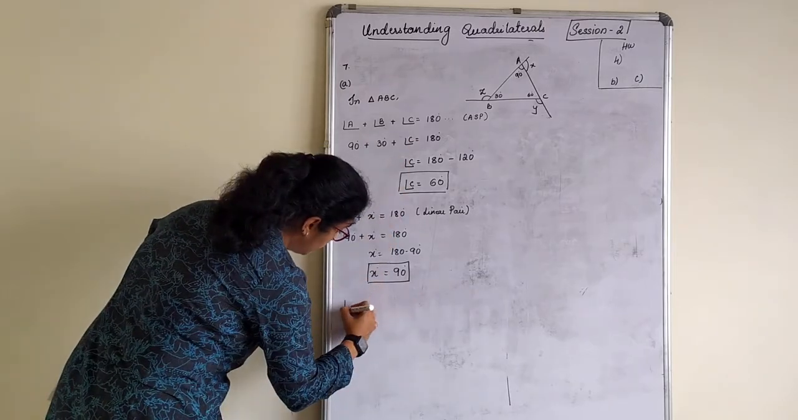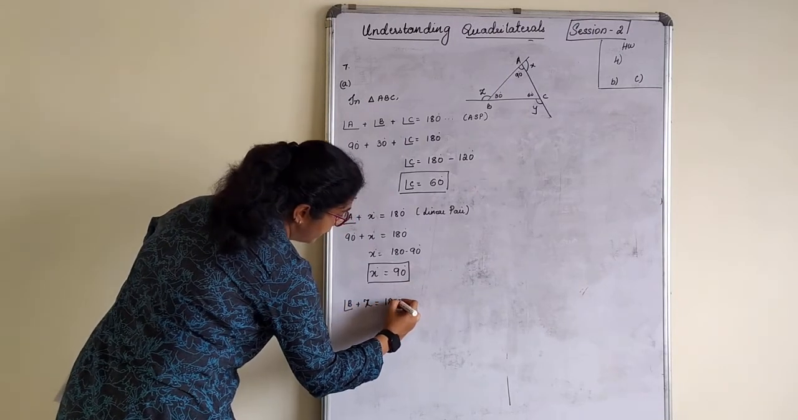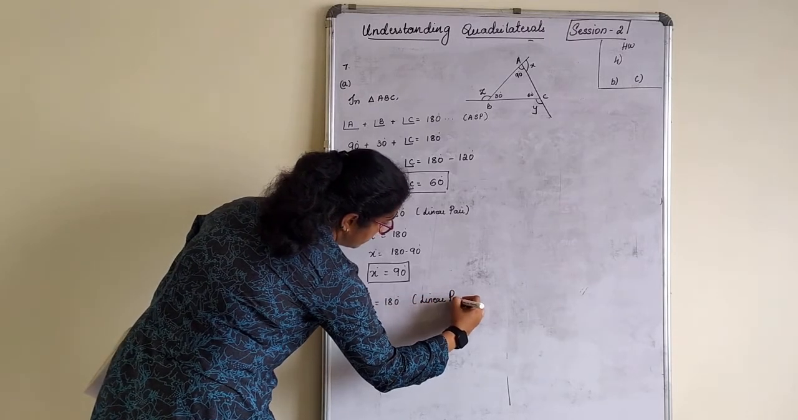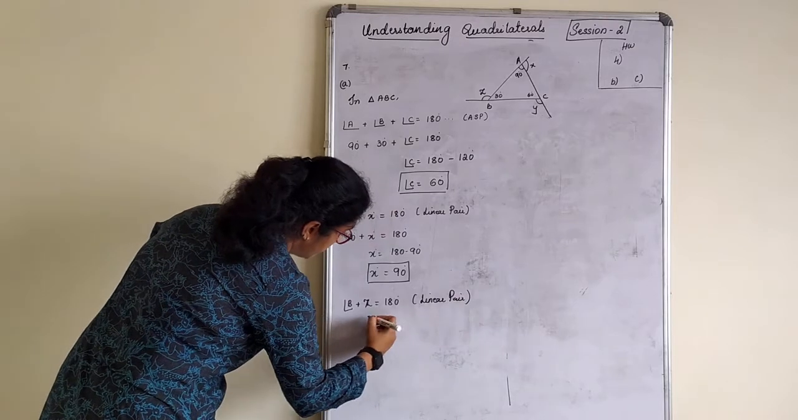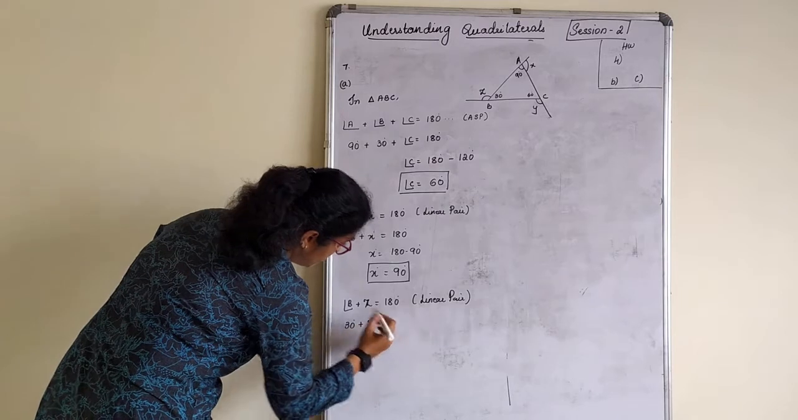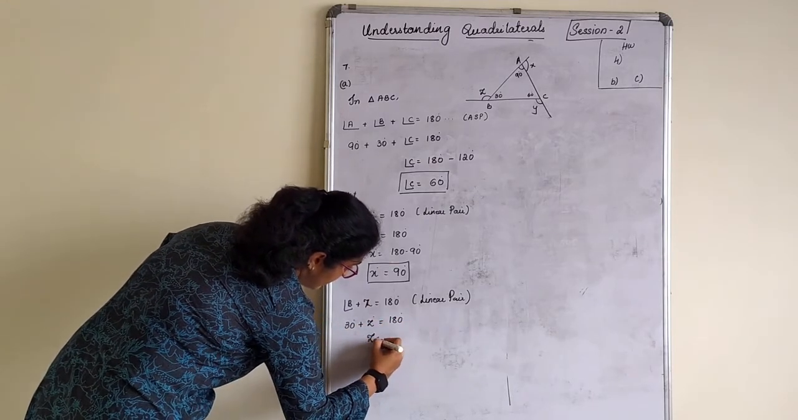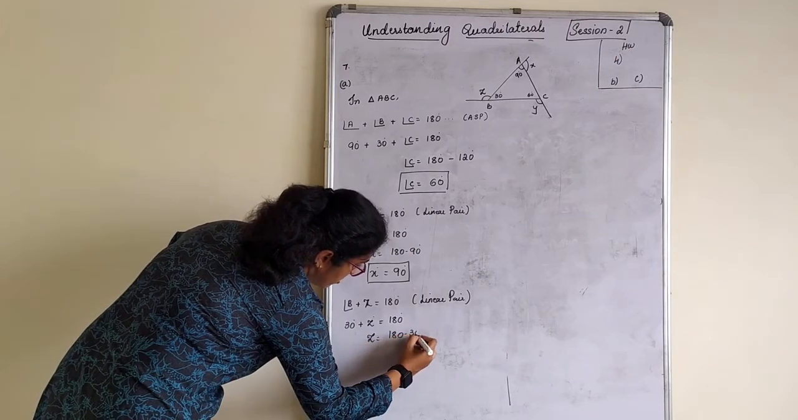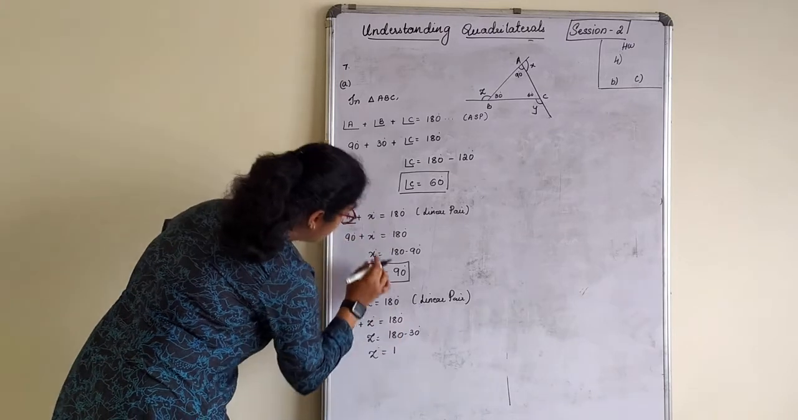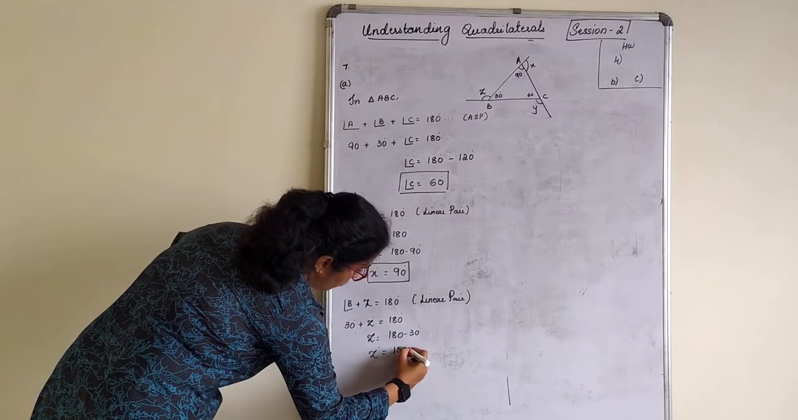Next we'll take B. Angle B plus z is equal to 180. Again, linear pair. So angle B is how much? 30 degrees plus z is equal to 180 degrees. So angle z is equal to 180 minus 30. z is equal to, no sorry, degree will not come for x, children, angle it is. So z is equal to 150 degrees.